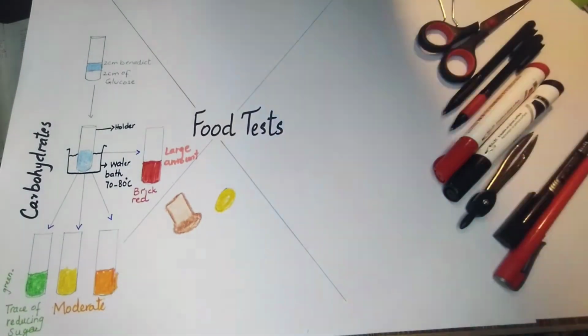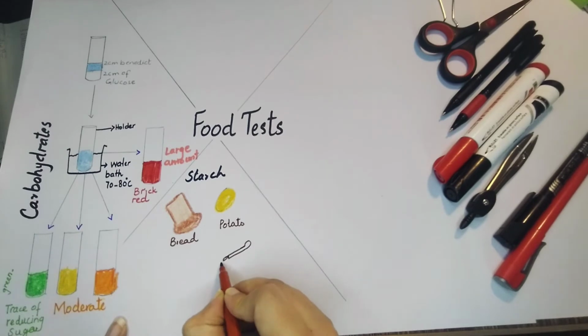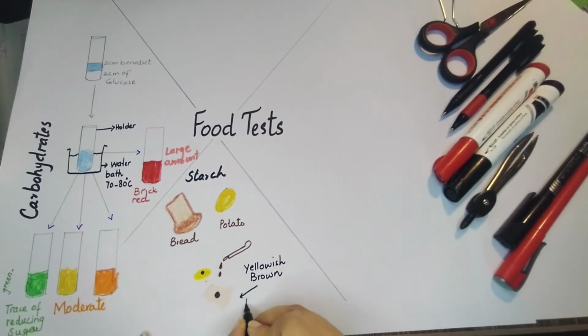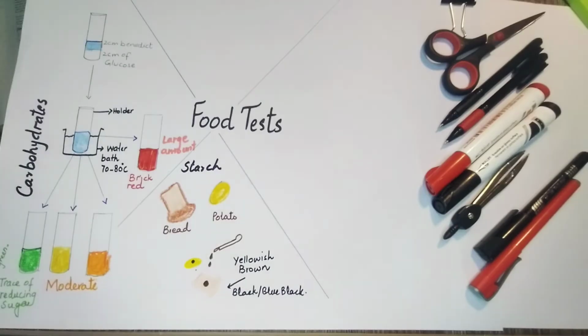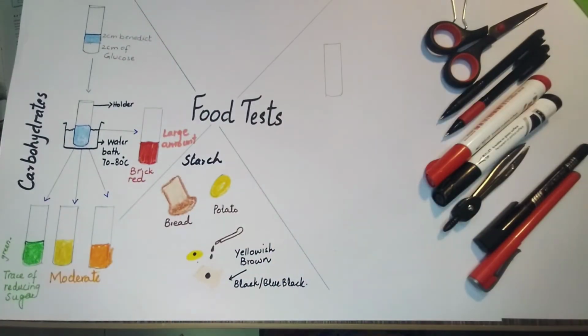Now we are going to perform another test for carbohydrates. We will be performing it on bread and potato, and it is called the starch test. What happens in the starch test is that when we put iodine on your potato, which contains lots of starch, the iodine's yellow-brown color converts into black coloration. So it proves that yes, starch is present.